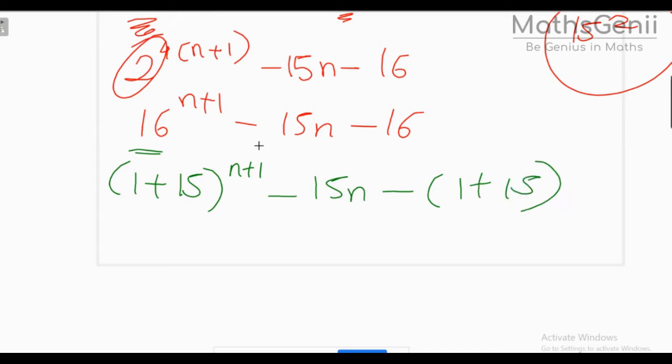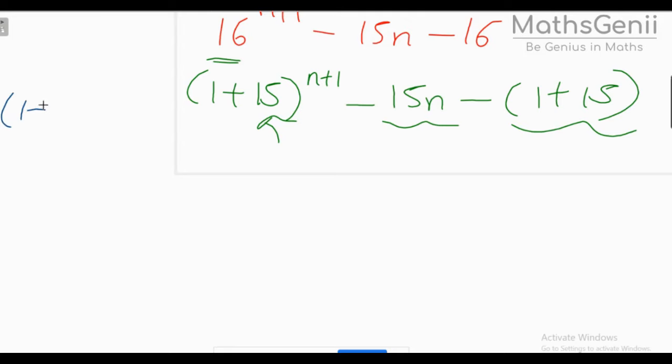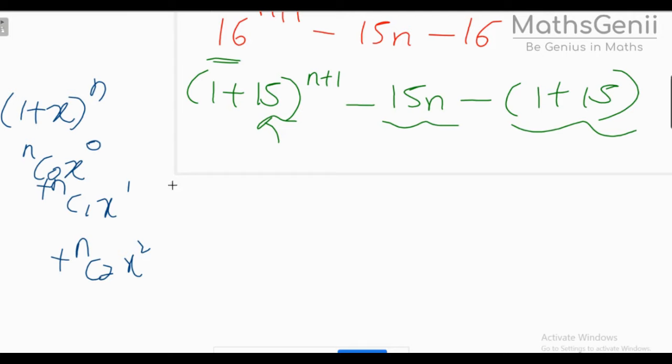Okay. Now these two are simple terms. Only this term needs to be expanded. So remember I had told you one formula of (1 plus x) raised to n. This expansion formula I had told you. The formula was nC0, and this is your x, so x raised to 0. So let me expand this. In this case, x is 15. So let's quickly expand nC0, but n is n plus 1. So instead of n, I have n plus 1. So (n+1)C0 into x raised to 0.